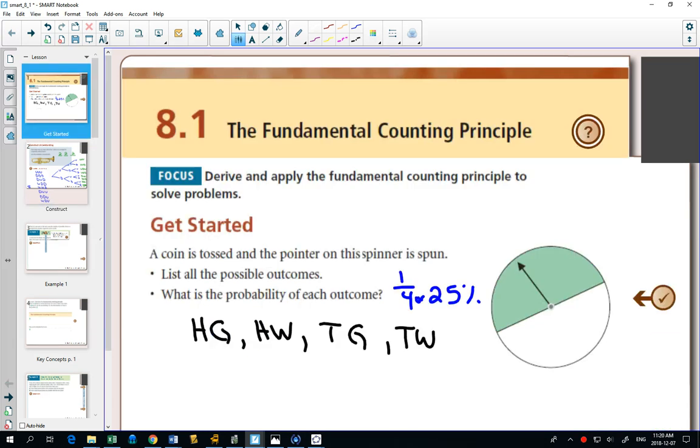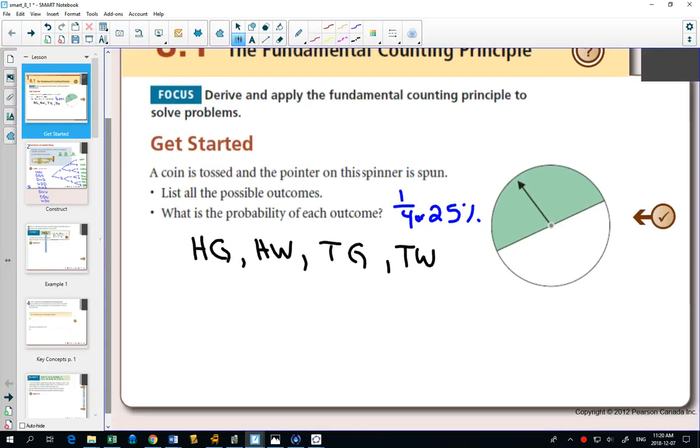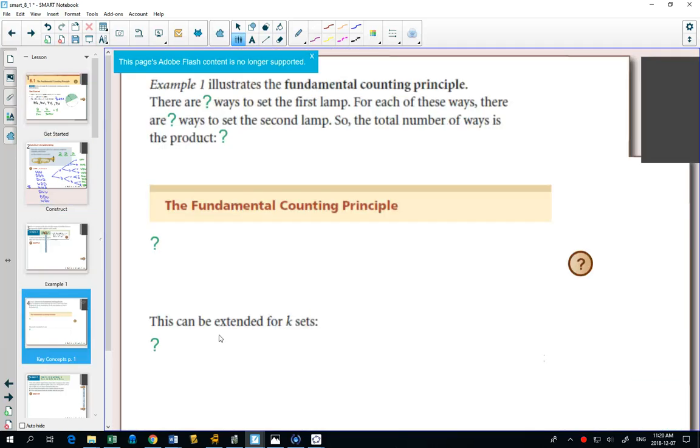Go back to the spinner. You had 2 decisions, the coin and the spinner. How many choices on the coin? Besides it landing on its edge. 2. And the spinner? 2. Total, 4 choices. We listed all 4 of them. This idea is called the fundamental counting principle.